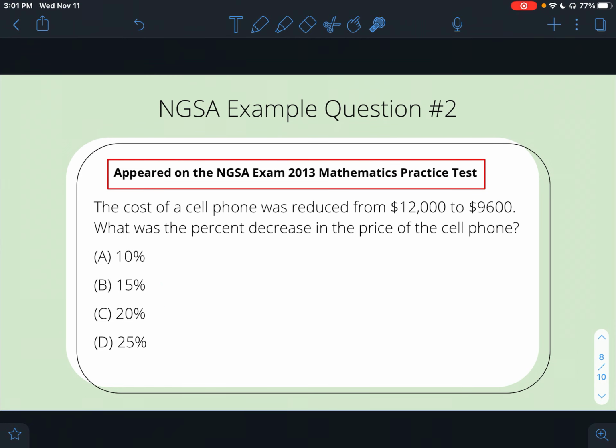The cost of a cell phone was reduced from $12,000 to $9,600. What was the percent decrease in the price of the cell phone? This question came from the NGSA exam 2013. They're asking for the percent change in the price. Now pause this video to try and solve this question.